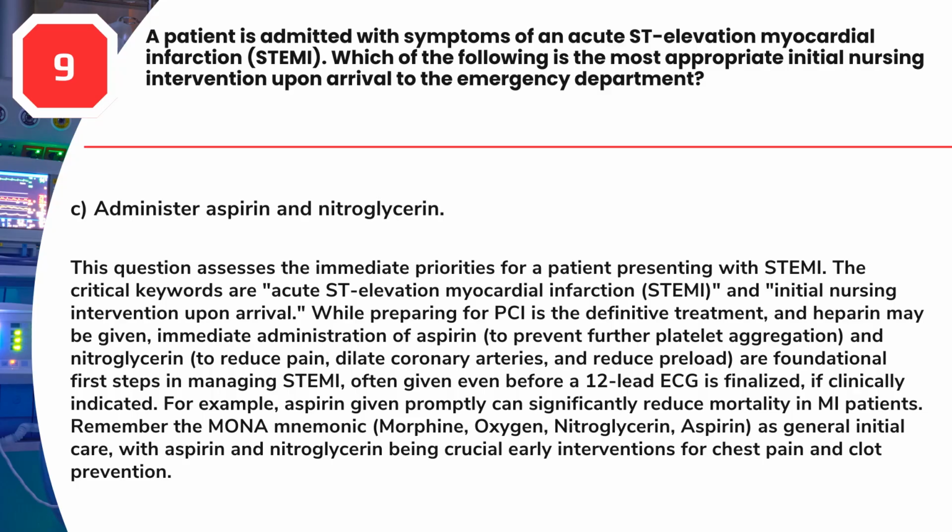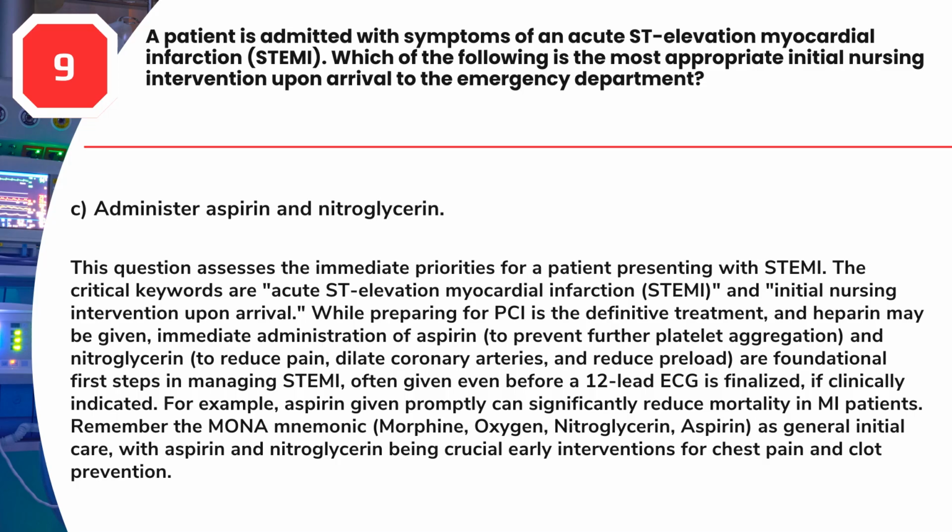This question assesses the immediate priorities for a patient presenting with STEMI. The critical keywords are acute ST elevation myocardial infarction, STEMI, and initial nursing intervention upon arrival. While preparing for PCI is the definitive treatment, and heparin may be given, immediate administration of aspirin to prevent further platelet aggregation, and nitroglycerin to reduce pain, dilate coronary arteries, and reduce preload are foundational first steps in managing STEMI, often given even before a 12-lead ECG is finalized, if clinically indicated.